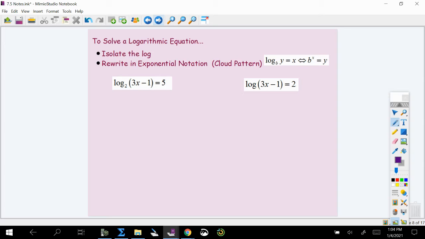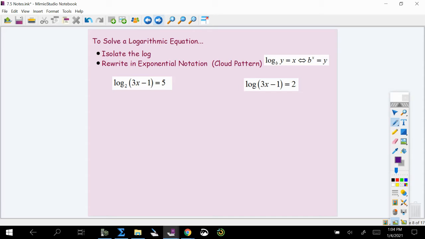And it can be any type of log, common log, base 2, log base 5. With this, you want to isolate the log first. So you want to get the log by itself. And then you want to use that cloud pattern or that exponential pattern to rewrite it as an exponential equation. So we're going to start with two really quick ones that are very fast, and then I'll show you ones that have a little extra steps in the beginning.